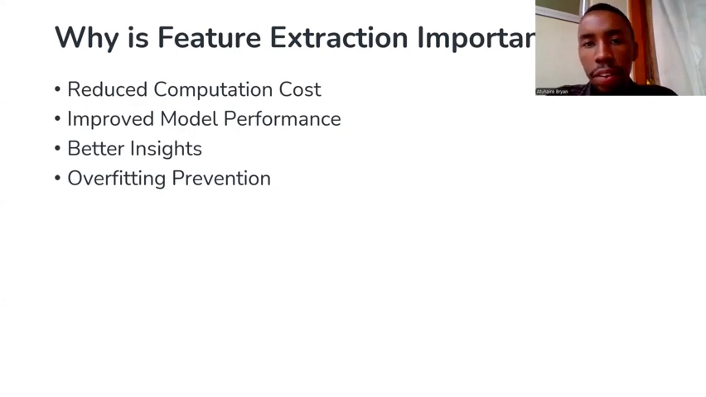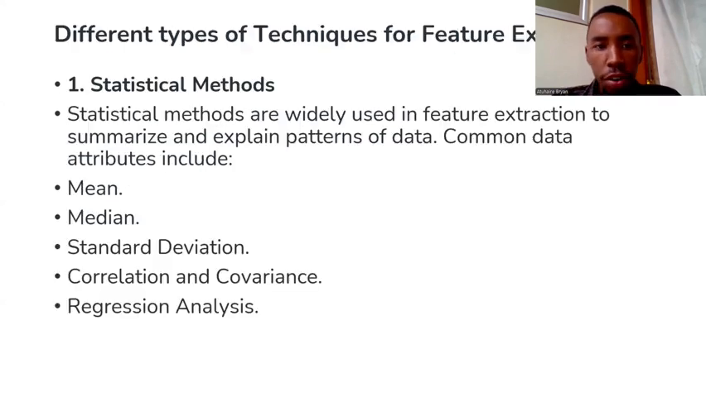Moving on, there are different types of techniques for feature extraction. There are very many different types of techniques used in feature extraction, and we are going to talk about them. We begin with the statistical methods. These are the normal methods we know: the mean, the median, standard deviation, correlation, covariance. These statistical methods are widely used in feature extraction to summarize and explain patterns of data.